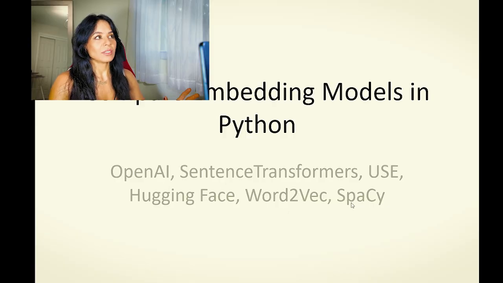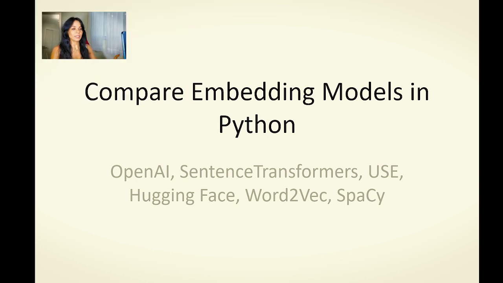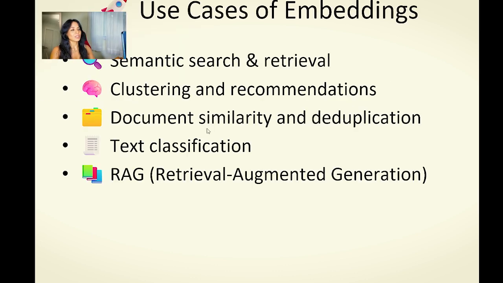Embeddings are used in semantic search, document retrieval, clustering, and recommendation systems. Use them for text classification, duplicate detection, and anything related to retrieval augmented generation. The embeddings are the bridge between any raw documents or text that we have and anything that machine learning and AI can understand.